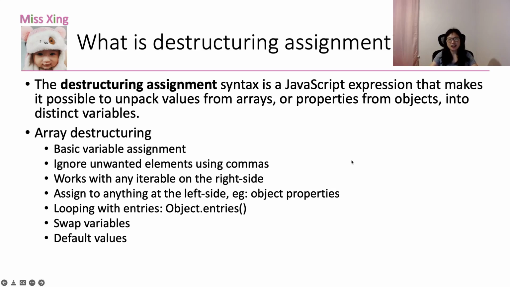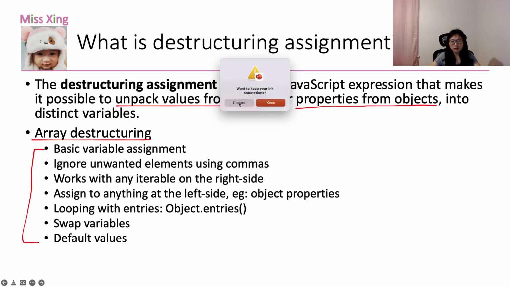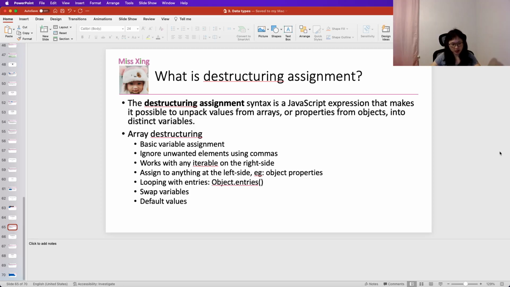It's just a special syntax in JavaScript. It makes it possible to unpack values from arrays or properties from objects into distinct variables. So here we have two usages. One is unpacking values from arrays. The other one is unpacking properties from objects. In this video, I will cover array destructuring, and here are all the points we will cover. I will use demos to show you one by one, okay? The first one is a basic variable assignment, and let's talk about the use case first.